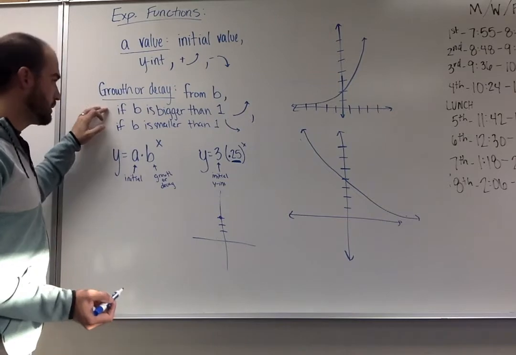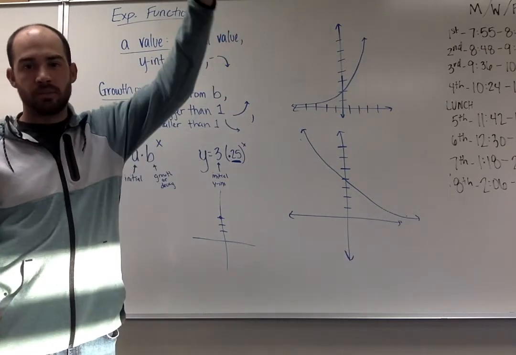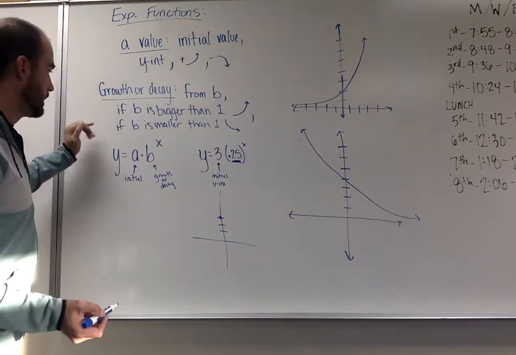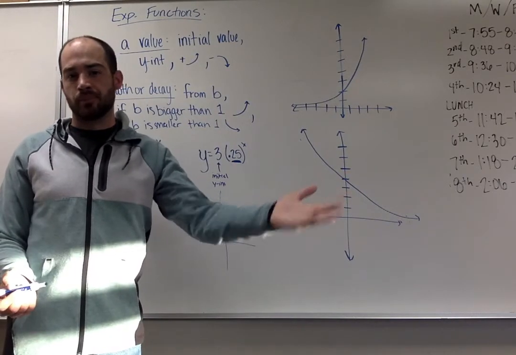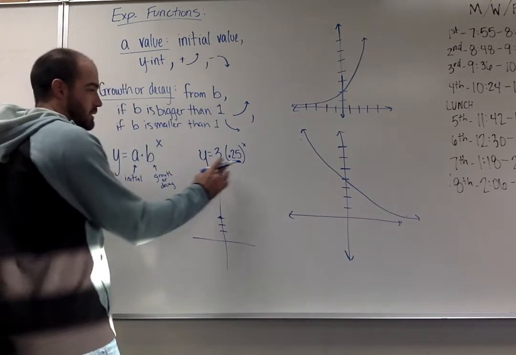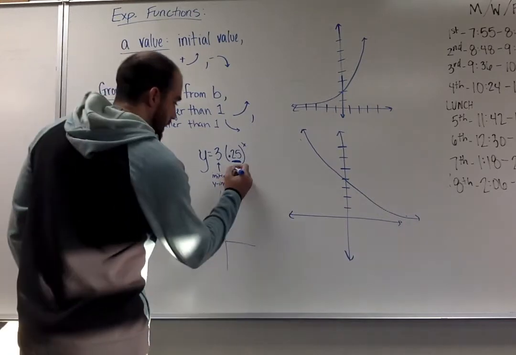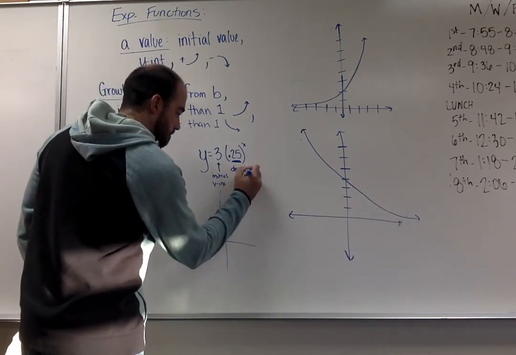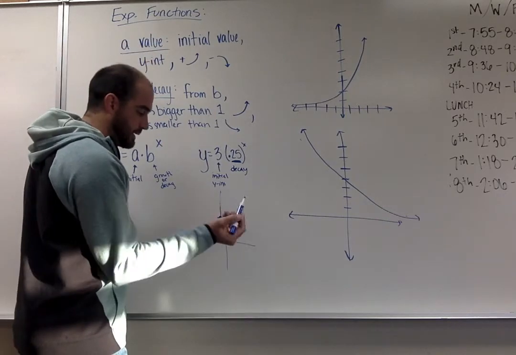So we said if it's bigger than 1, we're going to have this growth curve that's going up, like I'm climbing up a steep mountain. If it's smaller than 1, then we have decay, so now I'm going down like a slip and slide. For this, 0.25 is smaller than 1, so I know I have decay. It's got that slip and slide look. It's going down.